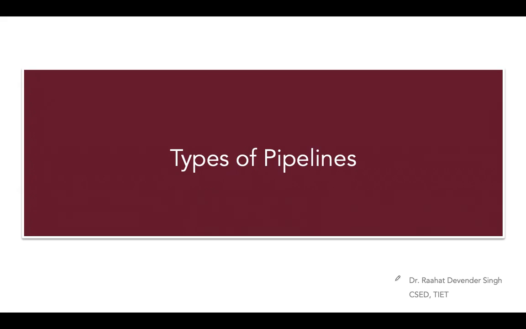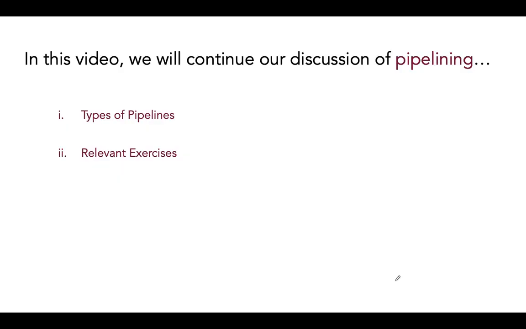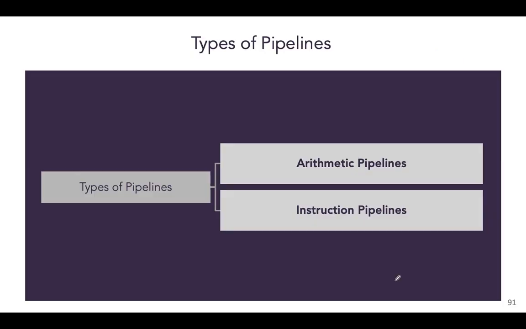Hello everyone, welcome back. In this video, we are going to talk about the various types of pipelines. So continuing our previous discussion of pipelining, after taking a look at different types of pipelines, we will consider a few relevant exercises. There are two major kinds of pipelines that can be found in computer systems: arithmetic pipelines and instruction pipelines.